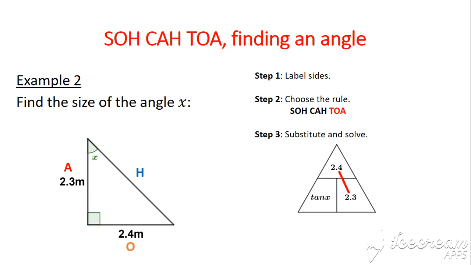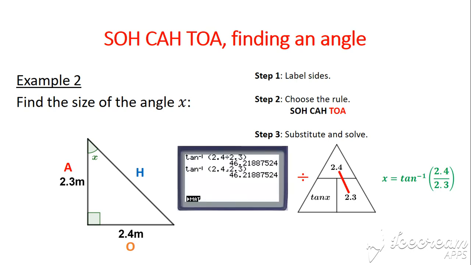Once again, they're on top of each other, so we want to do a divide, but because we're finding an angle, we have to do the special trick, and it's the inverse tan. Tan to the negative 1 of 2.4 divided by 2.3. So we need our calculator. Remember, we're going to go shift tan, go shift, let go of shift, go tan, open up some brackets, 2.4 divide 2.3, close the brackets, and you should get an angle which we're going to round to 1 decimal place, which is 46.2 degrees. We've figured our angle x is 46.2 degrees.